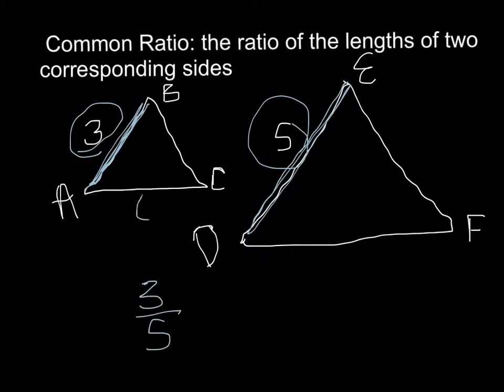So let's say this one was 6, this would be 10. Again, the common ratio is 3 to 5. And we could break that down because we saw from yesterday that 3 over 5 is equal to 6 over 10.